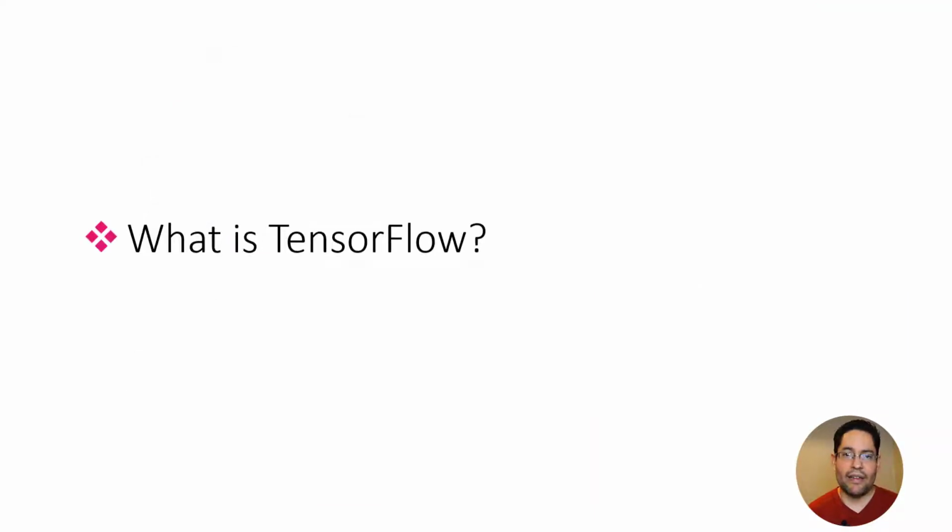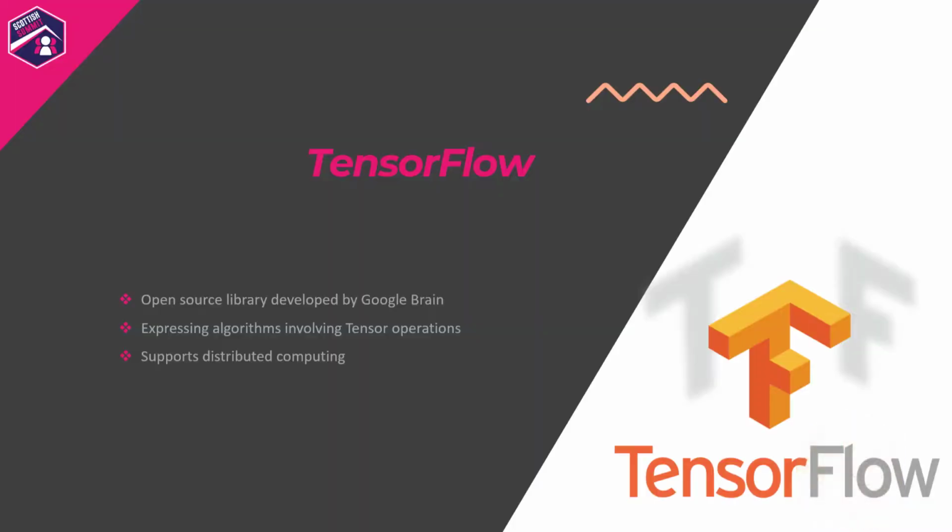Now, when we know a little bit more about what machine learning is, we can go more deeply into TensorFlow. TensorFlow is an open source library developed by the Google Brain team, and it expresses its algorithms using something called tensor operations. I'm going to describe to you in a short while what a tensor actually is. And one of the big advantages of using TensorFlow is that it supports distributed computing. This can be very beneficial if you're going to do deep learning or neural nets.